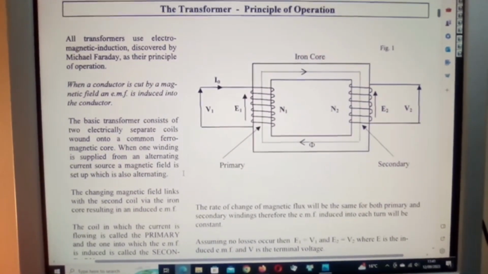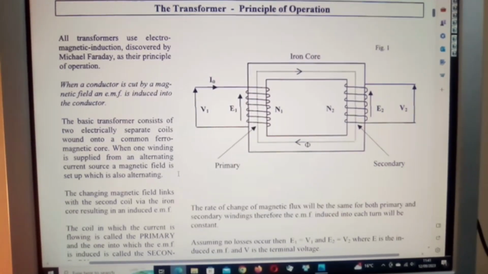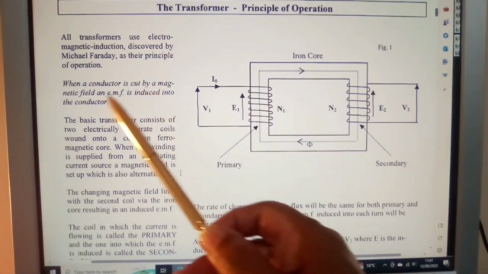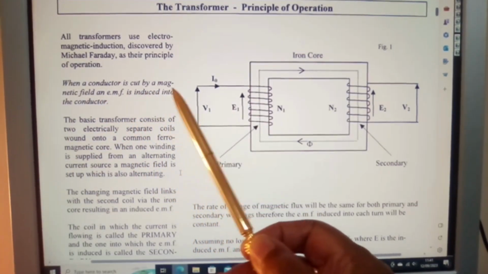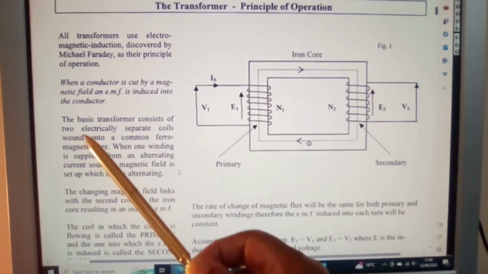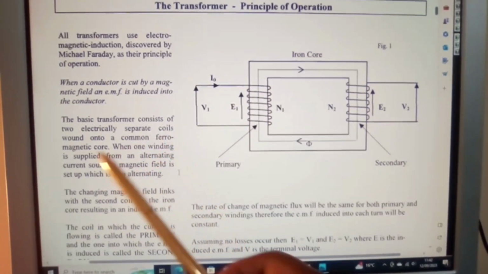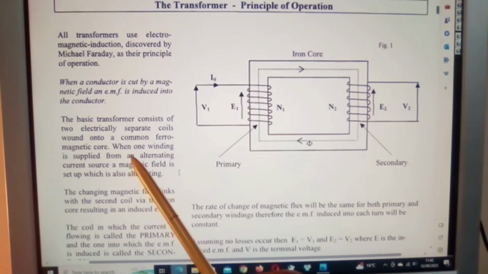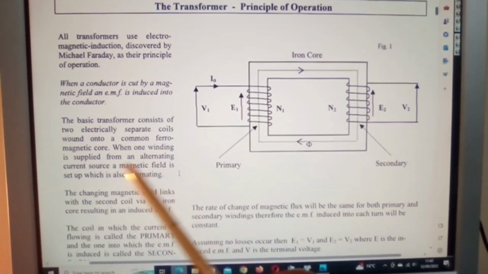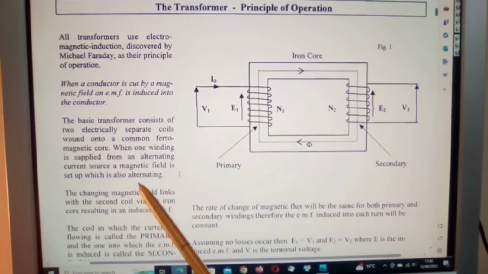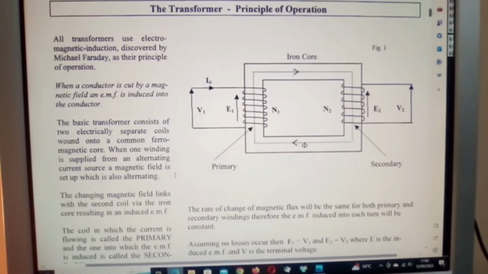Now all transformers use electromagnetic induction, discovered by Michael Faraday, as their principle of operation. When a conductor is cut by a magnetic field, an EMF is induced in the conductor. The basic transformer consists of two electrically separate coils wound onto a common ferromagnetic core. When one winding is supplied from an alternating current source, a magnetic field is set up which is also alternating. It means that the field rises and collapses at given intervals.